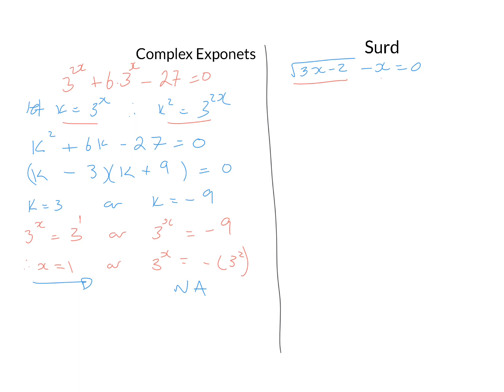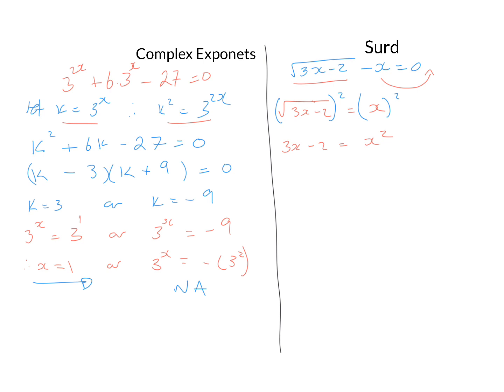Now, having a look at the surd on the right hand side, very simple. Leave the surd on one side, move everything else to the other. So that's going to leave me with 3^x minus 2 equal to x. What I want to do now, square both sides so that I can eliminate that surd. I get 3^x minus 2 equal to x squared.